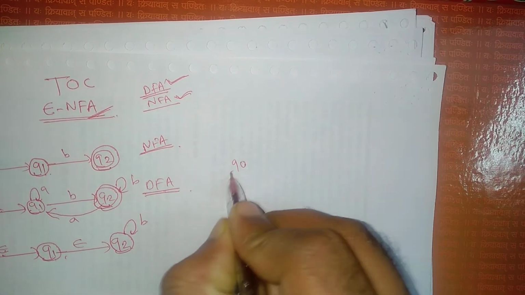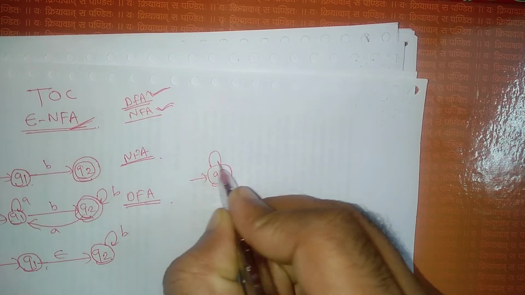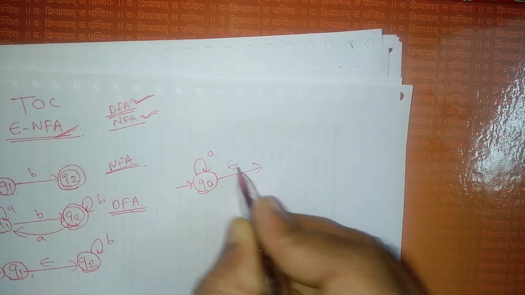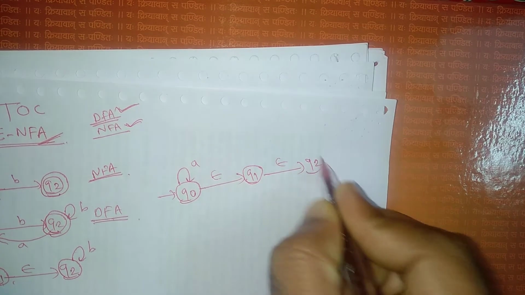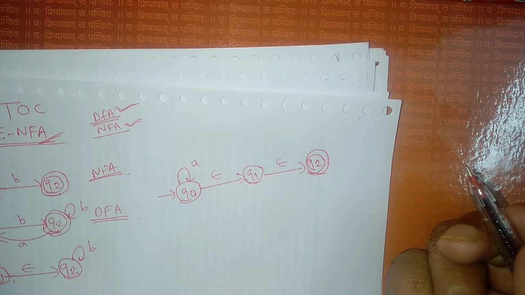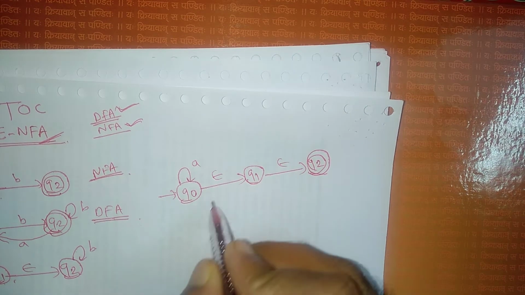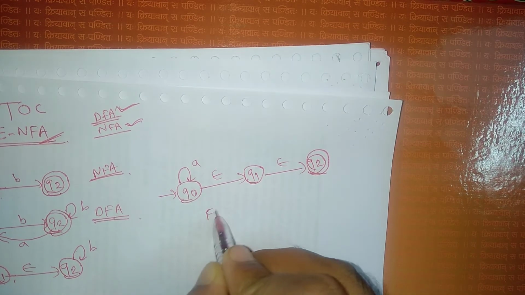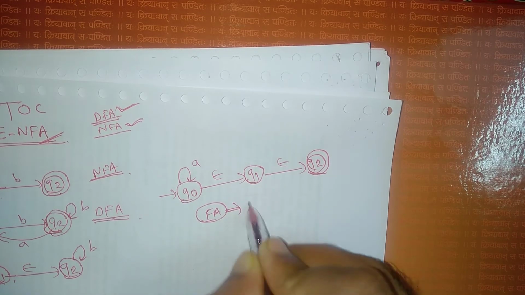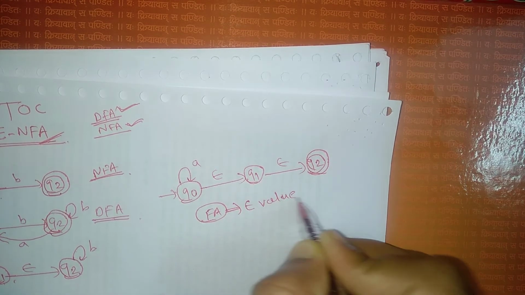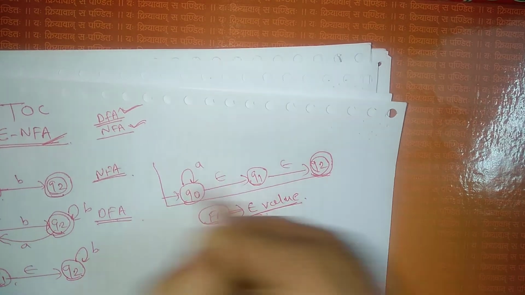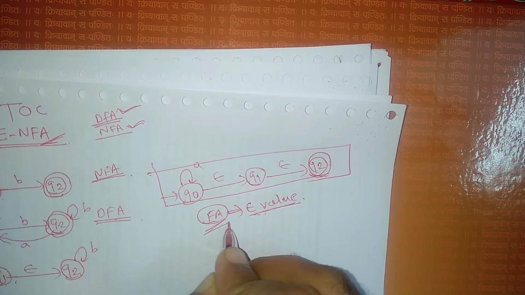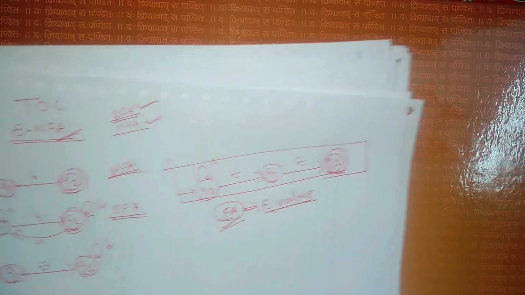We'll try to draw the NFA. Q0 will be the starting state. If there is A, here will be epsilon. Q1, here will be epsilon. It will go to Q2. This is also an NFA. That means in our given finite automata, we have to use epsilon value. Whenever we find any epsilon value in any finite automata, then that is an epsilon NFA.